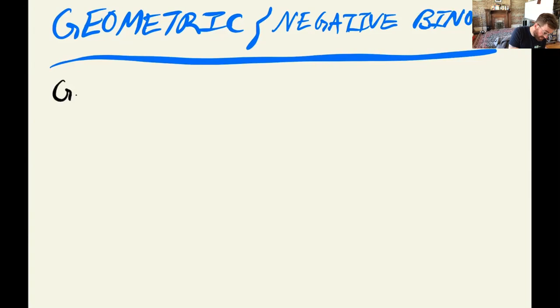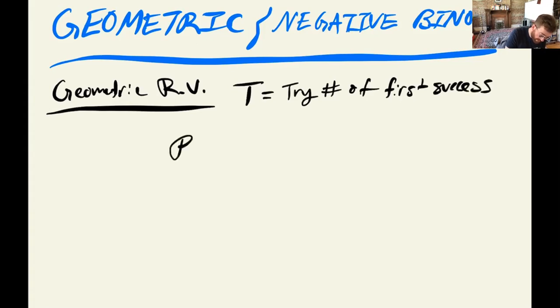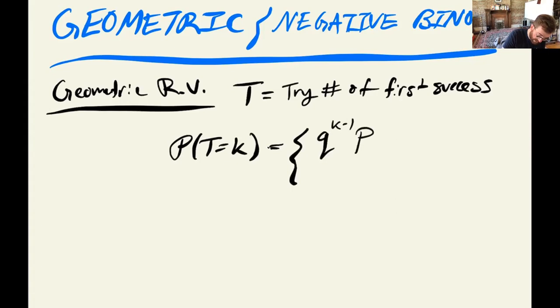So for the geometric, which we already introduced, we introduced this random variable T, which was the try number of first success. And if you remember the probability, and here we're assuming again that we're looking at a sequence of IID Bernoullis, the probability that T equals k was that you had to fail k minus one times and then succeed on the kth try. It was zero otherwise.